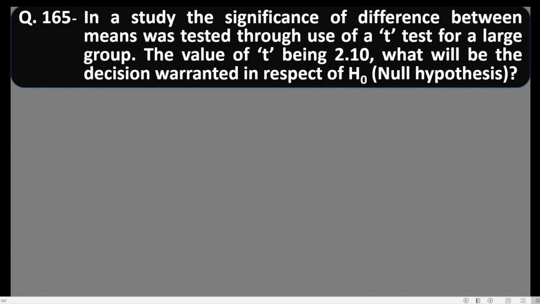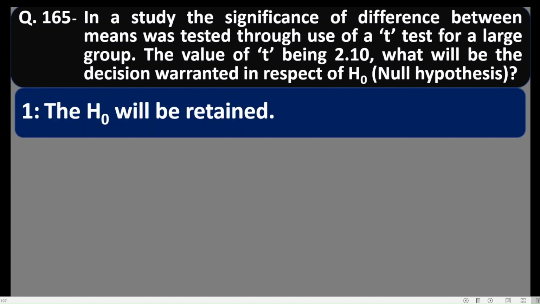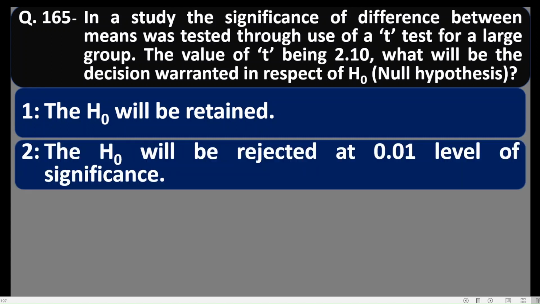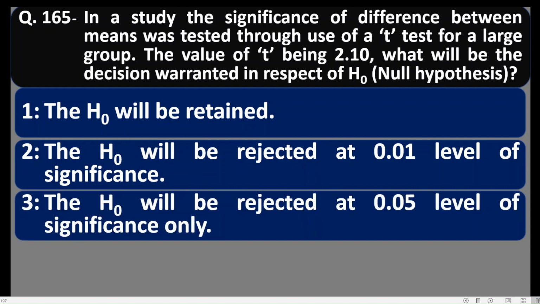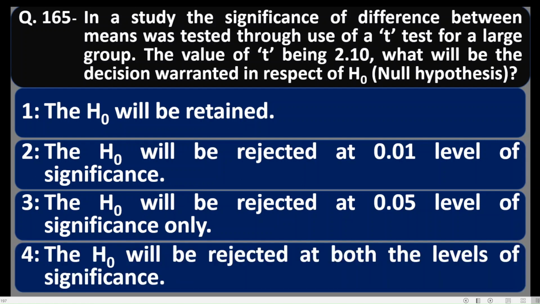Question number 165. In a study, the significance of difference between means was tested through use of a t-test for a large group. The value of t being 2.10. What will be the decision warranted in respect of H0, the null hypothesis? Let us see the options: the H0 will be retained; the H0 will be rejected at 0.01 level of significance; the H0 will be rejected at 0.05 level of significance only; the H0 will be rejected at both the levels of significance.